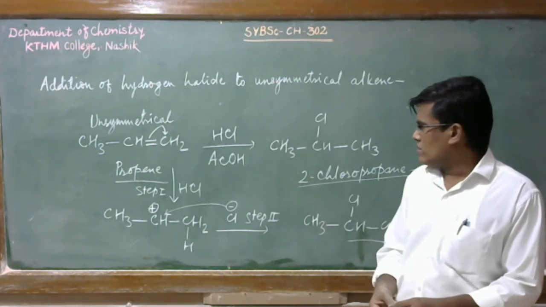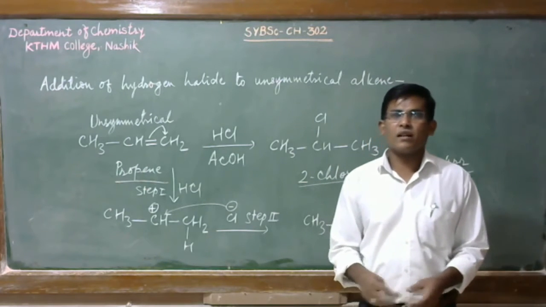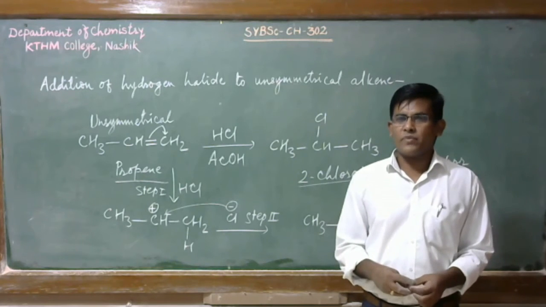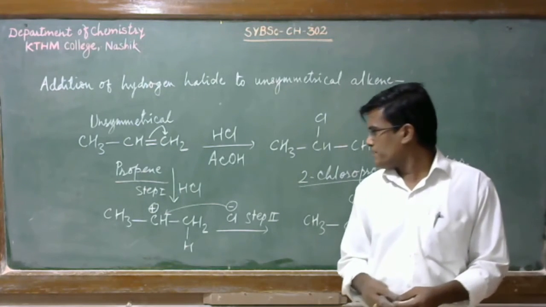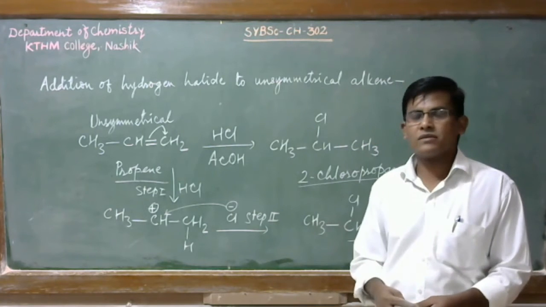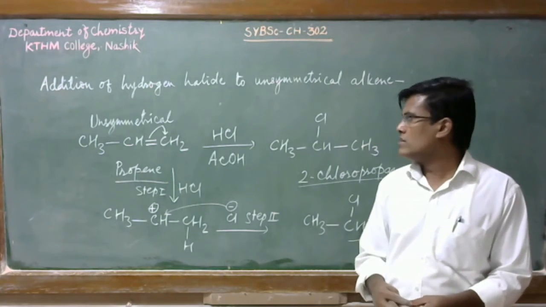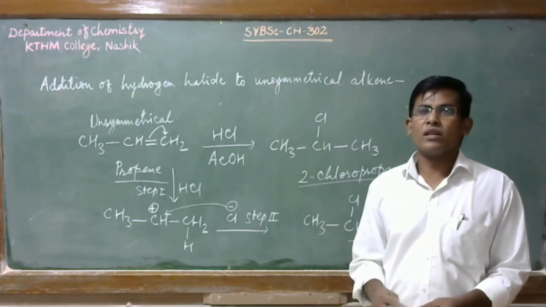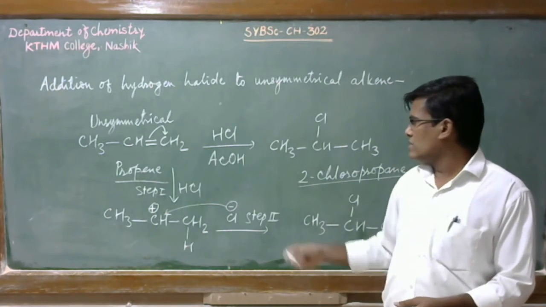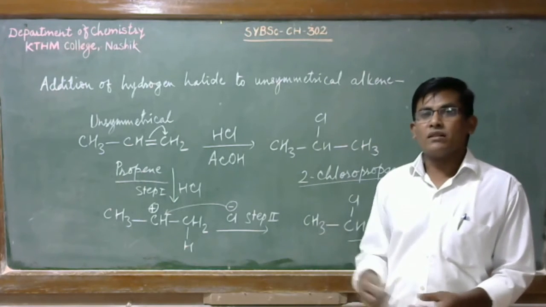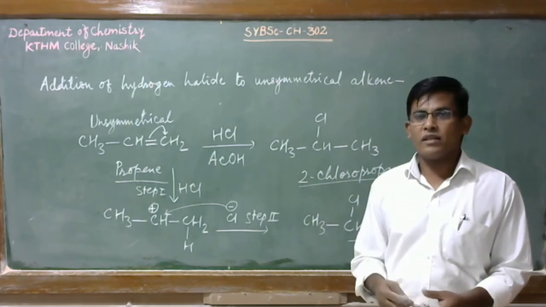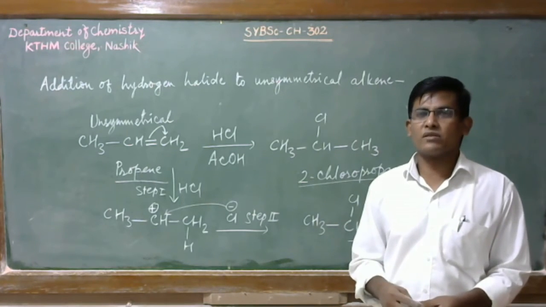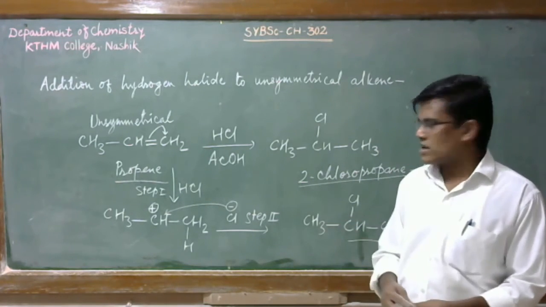All right. So in 1933, Kharash discovered the peroxide effect. When you add hydrogen halide to unsymmetrical alkene in the presence of peroxide, it will generate the anti-Markovnikov addition product. That effect is called the Kharash effect or peroxide effect. So let us have an example.